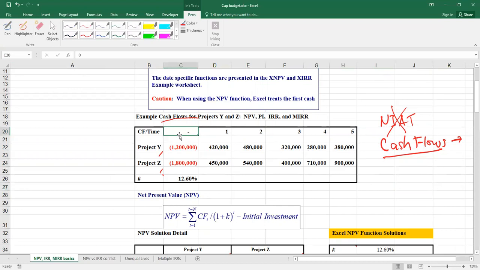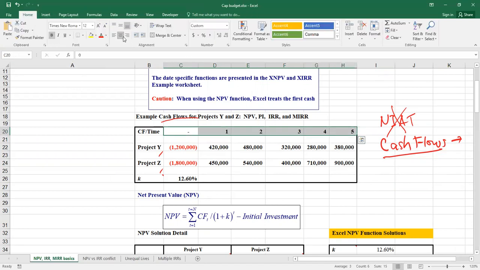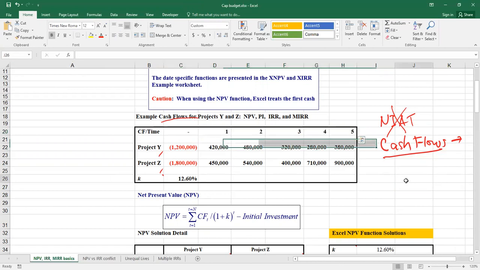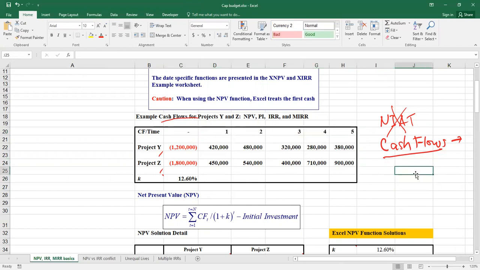Yung zero, naka-format siguro to. Anyway, basta zero yan. Itong unang-una dito. Ayaw mag-gitna. Anyway. So, may initial. Itong red na to, yung naka-brackets, naka-format lang yan. That's negative. That means outflow siya. Tapos, ito yung cash flows niya. And then we have Project Z. May initial investment na 1.8. And then the cash flows here.